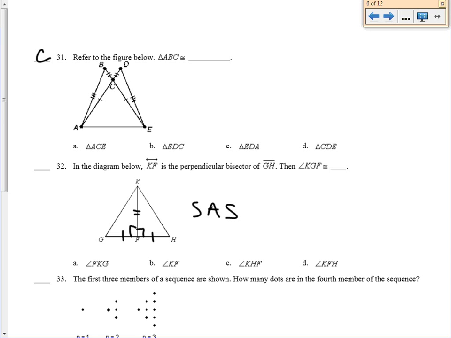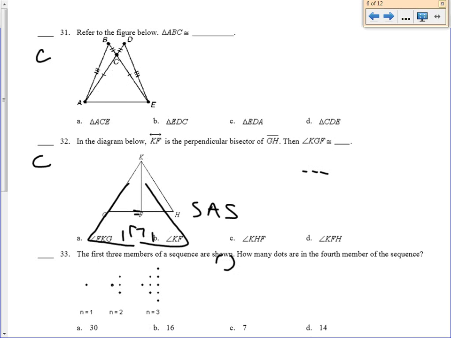So it says that angle KGF is congruent to same order, KHF. Okay, G would be the same, but KHF. Look, it says these three vertices in a certain order, K, G, and then F. So I got to get the same thing as that order. So it's KHF. So KHF is C. So 32 is C. All right, let's keep going here.